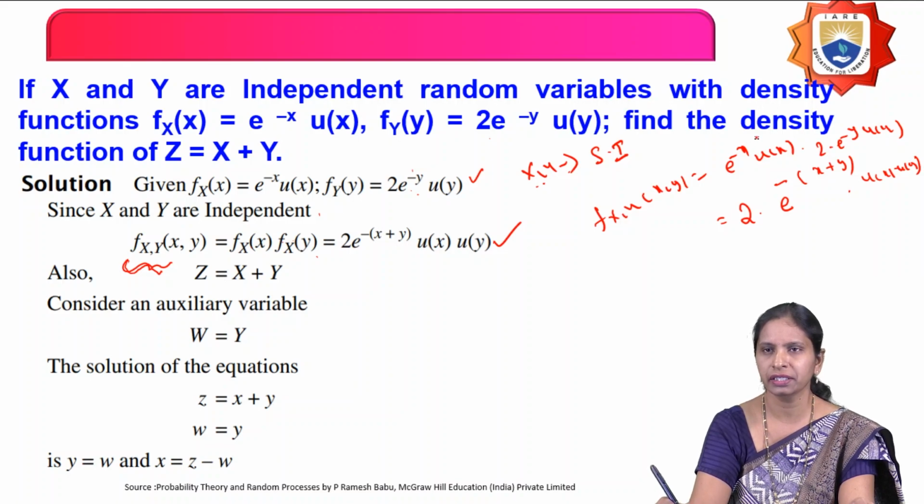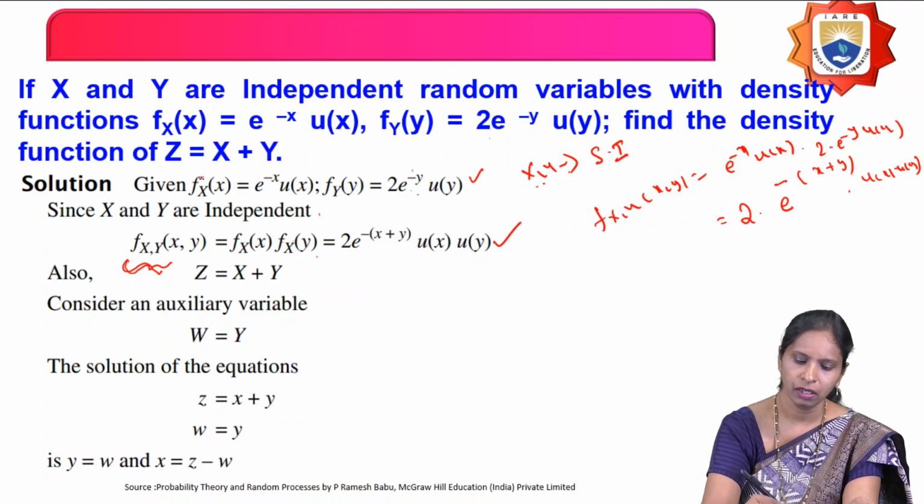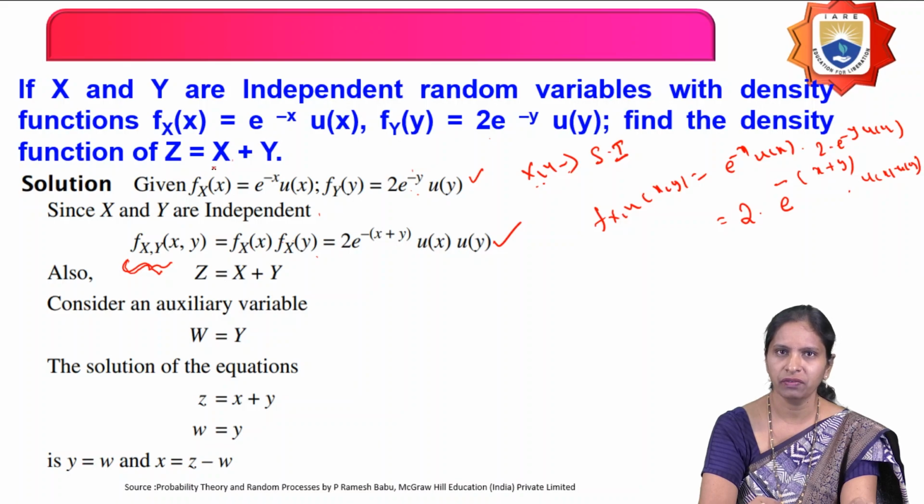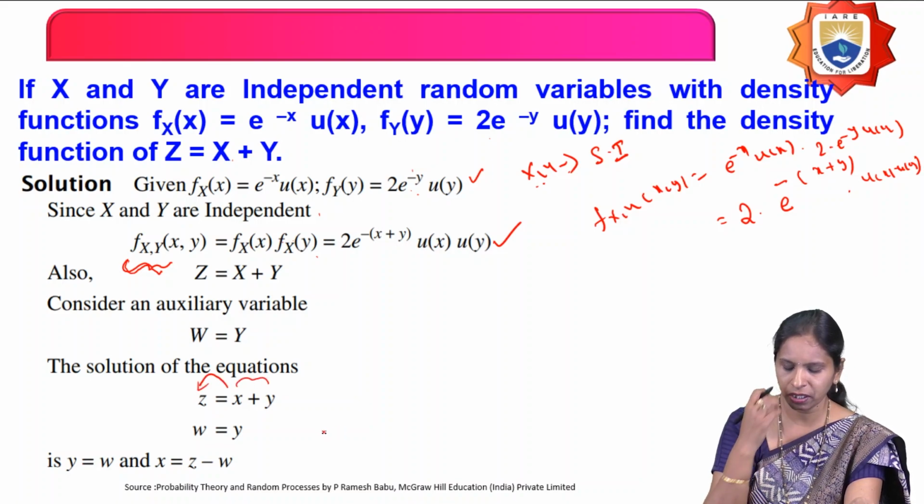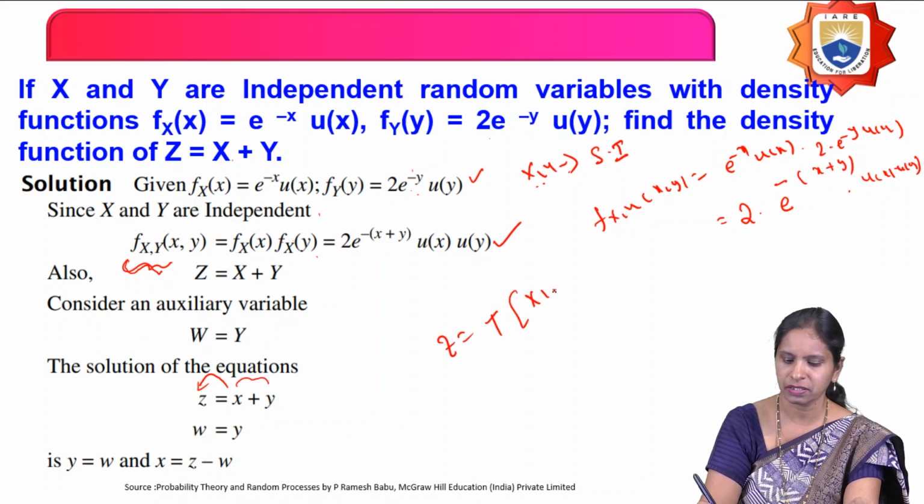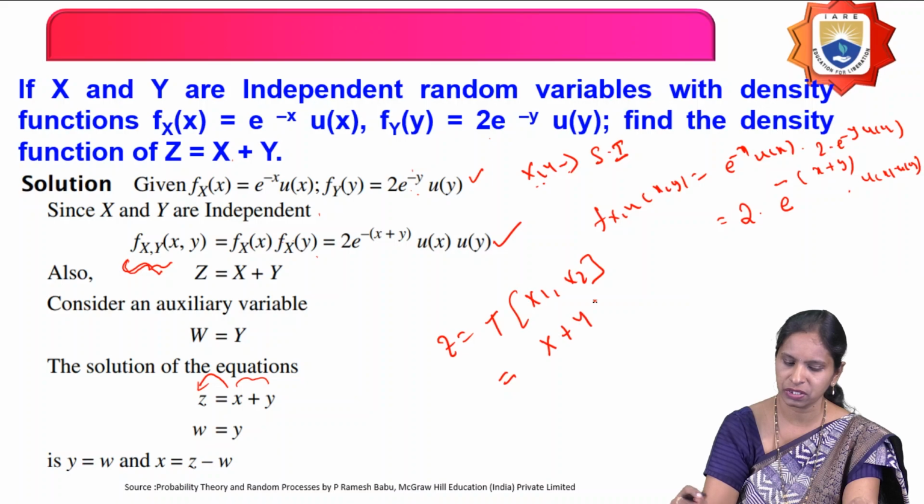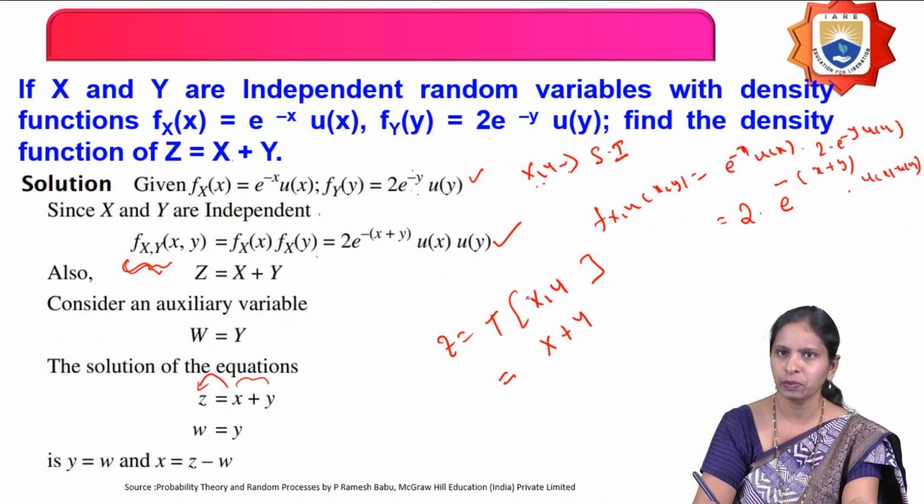So what you have to calculate here is the density function of the sum of these two random variables, z equals x plus y. Then what is z here? Nothing but the sum of the two random variables x and y. So what are you doing here? z is a transformation of x comma y. By performing the operation on x and y, you are getting a new random variable z.